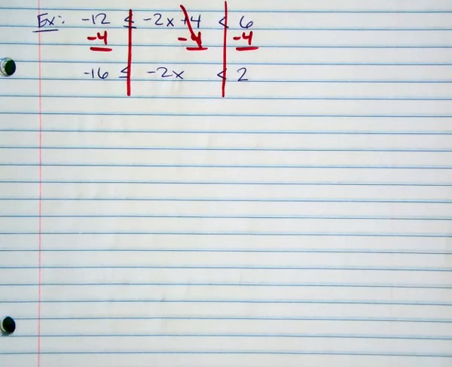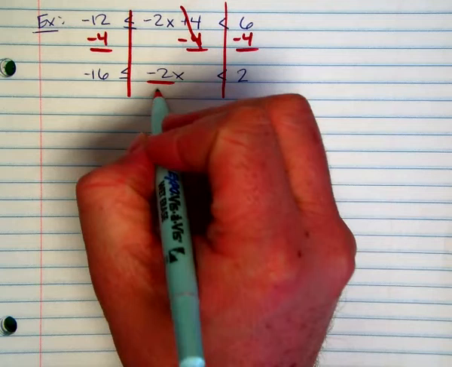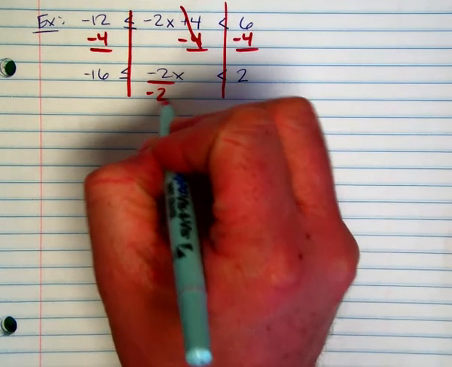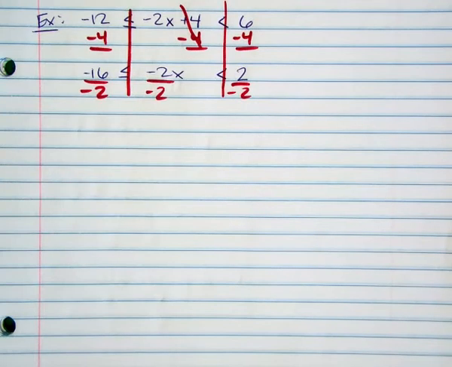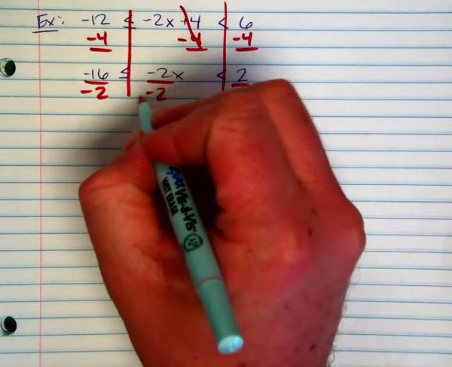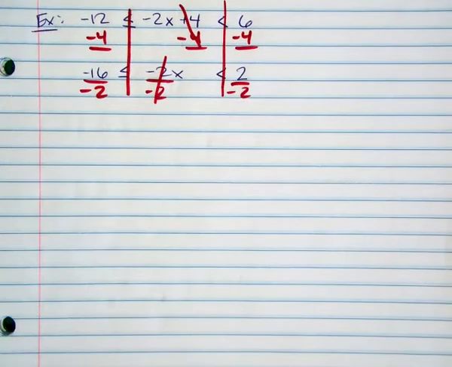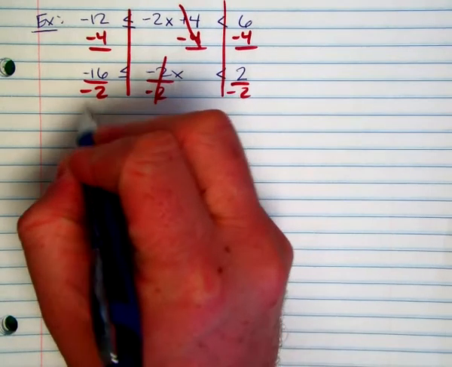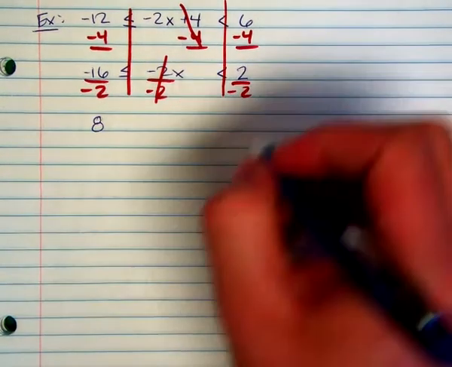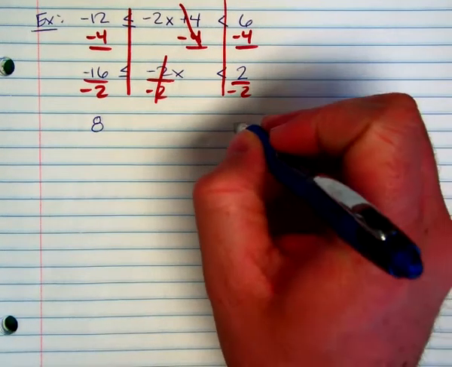But now I need to get rid of this -2. Someone raise your hand and tell me, how can I get rid of the -2? Sadie? Divide everything by what? By -2. So I'm going to divide by -2 on all 3 columns. Whatever I do in the middle, I do on each side. -2 divided by -2 is 1, which is why they cancel. -16 divided by -2 is a +8. 2 divided by -2 is a -1.